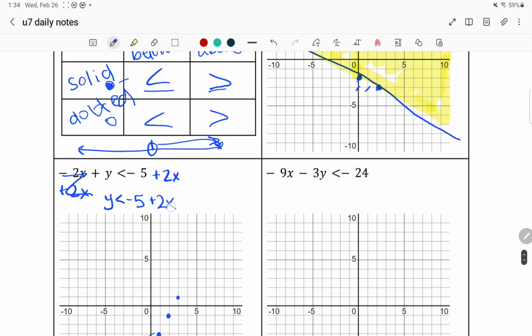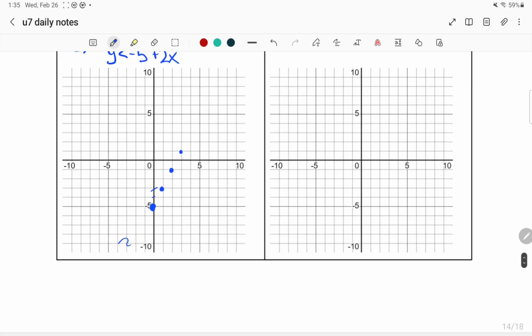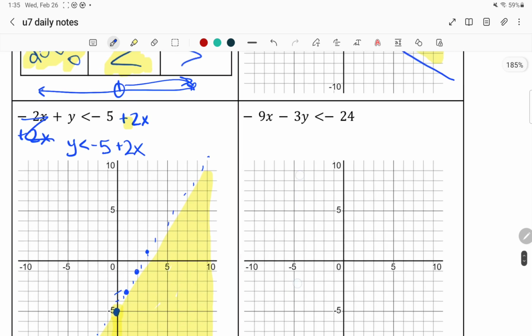This is less than. So I'm going to come up to my chart. Less than means I'm going to shade below my line, and it is going to be a dotted line. So dot, dot, dot, dot, dot, dot, dot, like that. And I'm going to shade below. So I'm going to come here and I'm going to go lower. I always go to the y-axis as a common point, so that I always know lower is going to be under my y-intercept, higher is going to be above my y-intercept. So sometimes it's a little tricky to figure out. That's how I tell. I go to the y-axis.